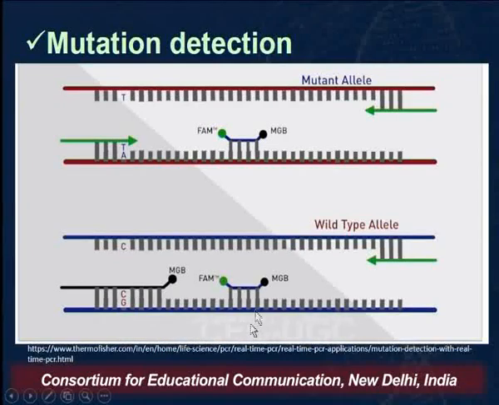For example, we take mutation detection. What happens in mutation detection is that it shows the usage of a TaqMan probe mechanism that we had discussed. So in somatic mutations, some 0.1% of mutations can occur. However, the 99.9% are the wild type genes. So how to detect that 0.1% where the mutation has occurred?